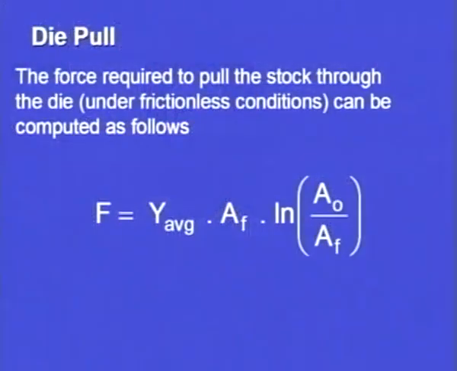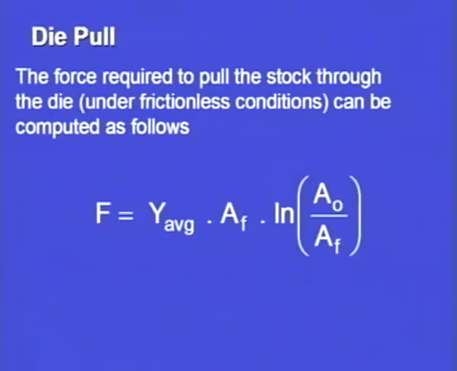Now, what is die pull? We have seen in the last lecture a diagram in which the wire, in coiled form, was coming and going through the lubricant, coming out of the die and then getting wound over the draw block. So, that was the basic principle of wire drawing.